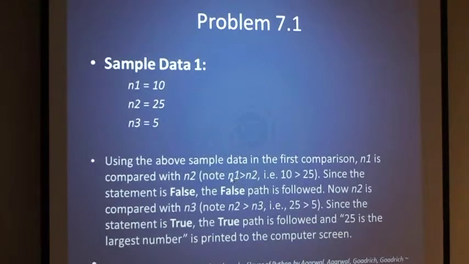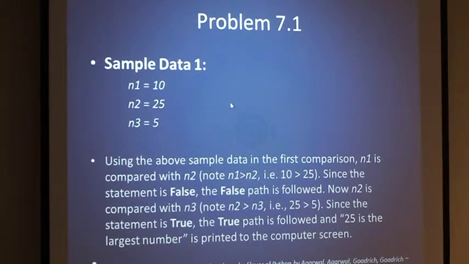So please note the first test, N1 greater than N2 is false, right? So you have to compare these two. Is N2 greater than N3? Yes, it is. So you print out 25. Okay, that's called a trace.